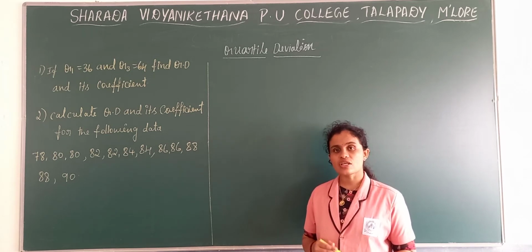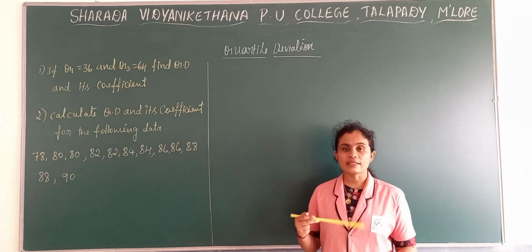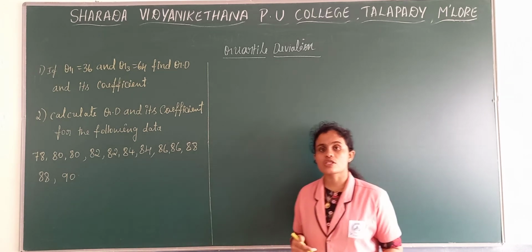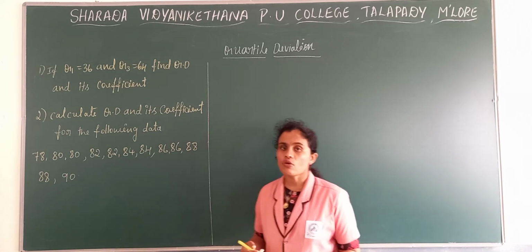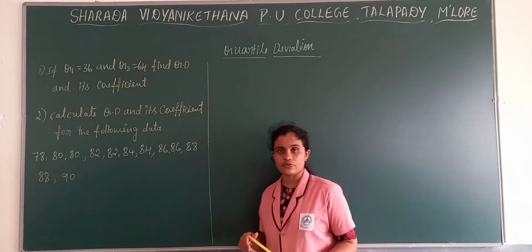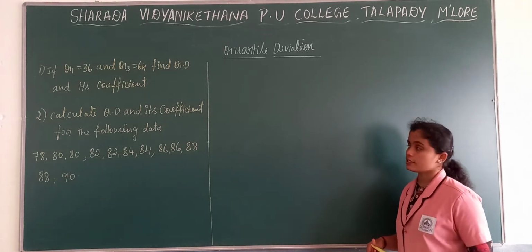And in the last session we studied the different kinds of dispersion and the different measures under them. We also saw what is range and the coefficient of range, and we have seen the formulas of quartile deviation. So today we will discuss the problems related to quartile deviations.